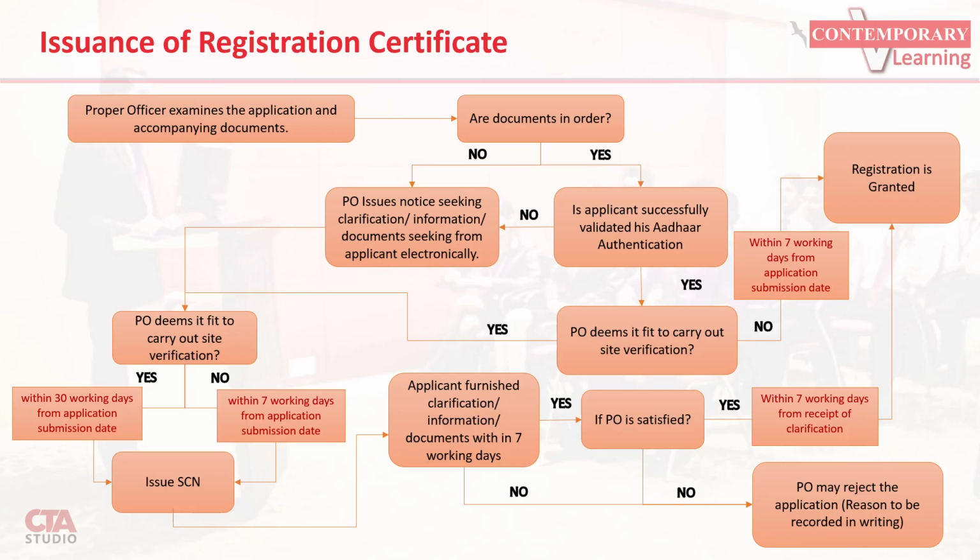If the PO is not satisfied at any stage, he may issue show cause notice or reject the application with reasons recorded in writing. If everything is satisfactory, registration is granted within 30 working days from application submission date. This systematic process ensures thorough verification while maintaining timely disposal of applications.